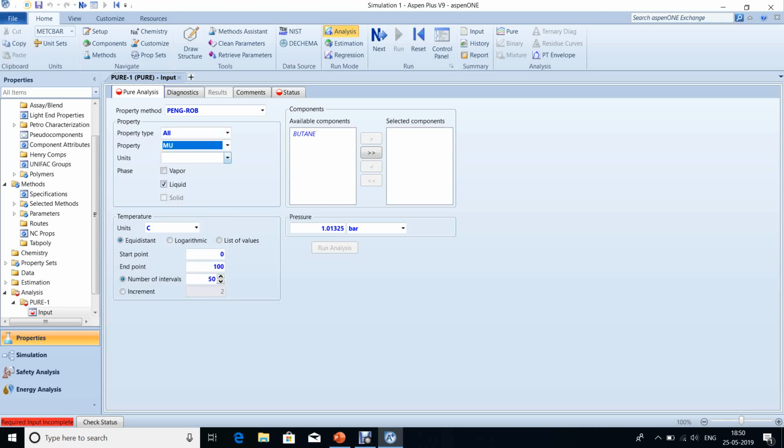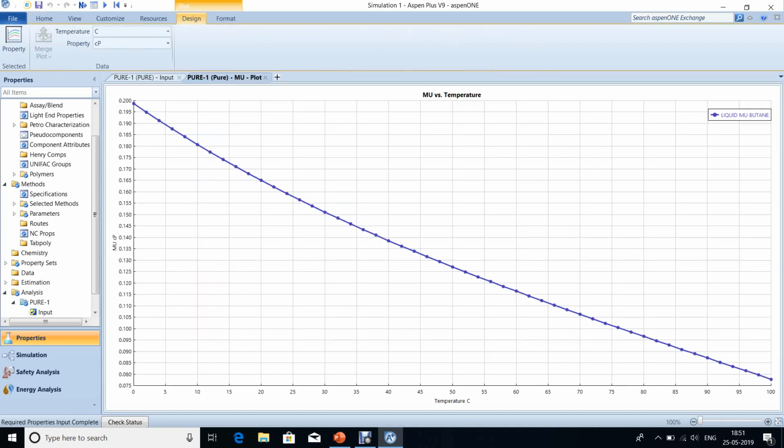If I click on that, the unit is cP, and liquid is okay. If I need to select butane like this, then I can change the temperature ranges and the pressure here. We can do that. So I can run this analysis, and you can see all the values of viscosities in the range which we have provided.